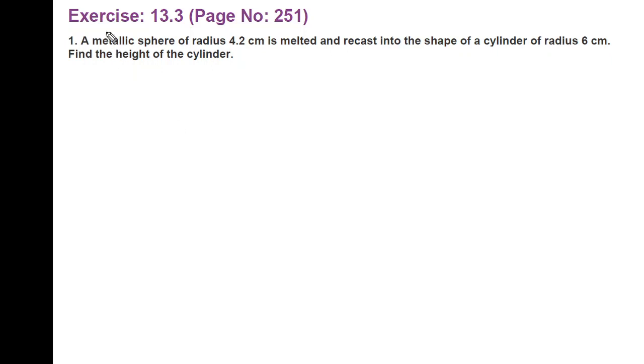So today we are going to discuss exercise 13.3. So let's start. Question number 1. A metallic sphere of radius 4.2 cm is melted and recast into the shape of a cylinder of radius 6 cm. Find the height of the cylinder. So here you see there are two objects, one is a sphere, another is a cylinder, and the volume of the two objects will be the same. So let's start.